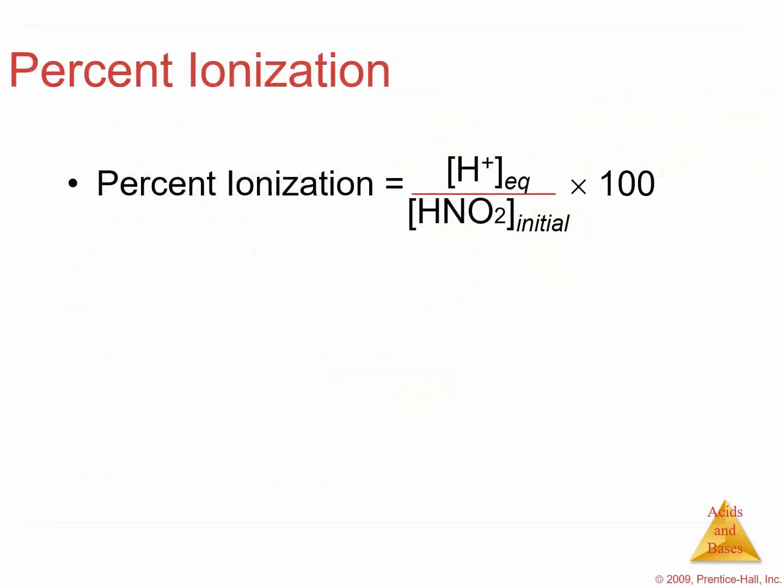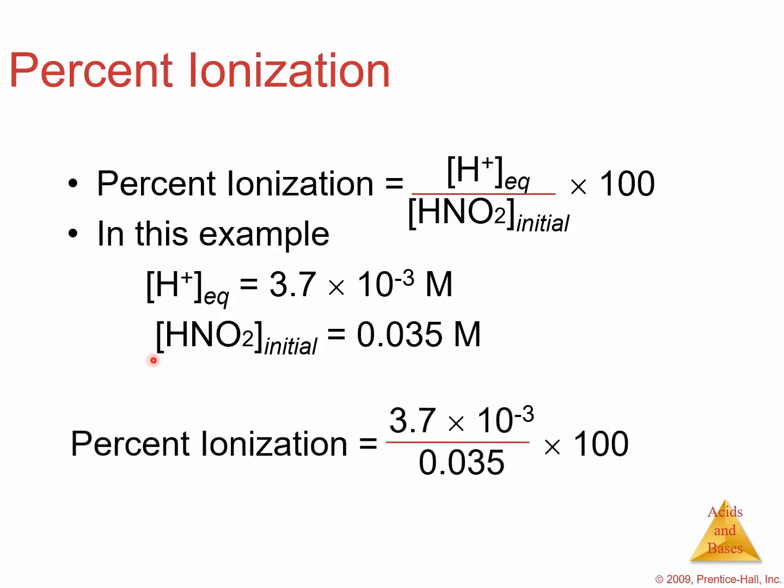Now we come to the so-called percent ionization. Percent ionization equals the concentration of H+ at equilibrium divided by the initial concentration of the acid times 100%. In this example, the equilibrium concentration of H+ equals 3.7 times 10 to the minus 3, and the initial concentration of HNO2 is this value. So percent ionization equals the equilibrium concentration of H+ over the initial concentration of the acid times 100, and it equals 11%.